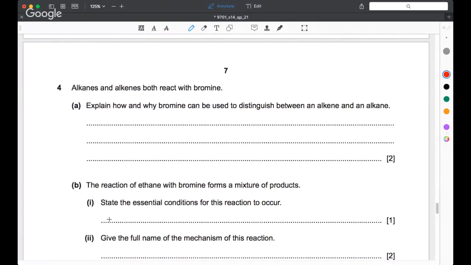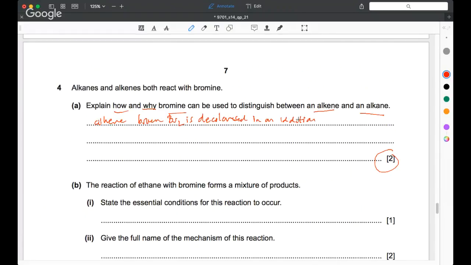Talking about the differences between alkanes and alkenes. Okay, so 2 marks here. And the question stem is asking how and why bromine is used to distinguish between an alkene and an alkane. All right. So for an alkene, excuse my writing again, bromine is decolorized in an addition reaction.